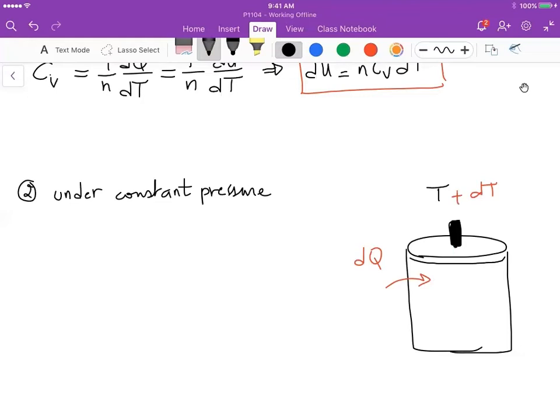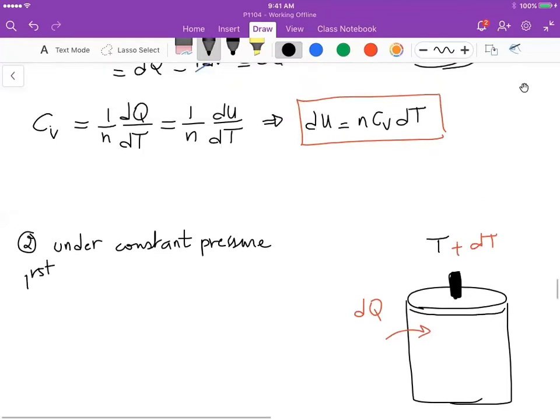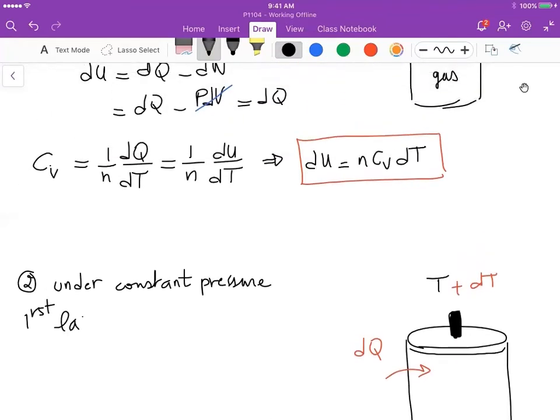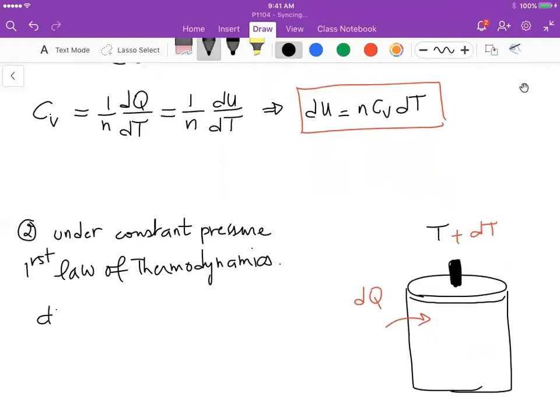So let's apply the first law of thermodynamics. Let me just write it down. According to the first law of thermodynamics, dU is equal to dQ plus dW. Oops, it's minus dW, sorry. So it's dQ minus dW.